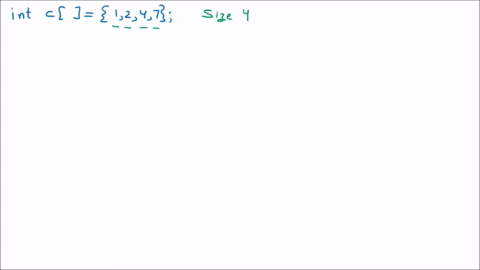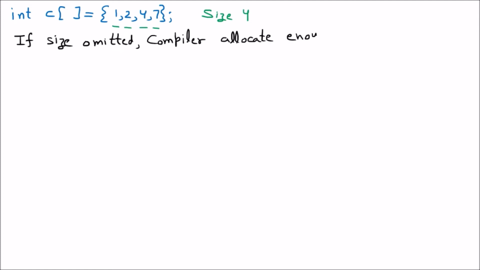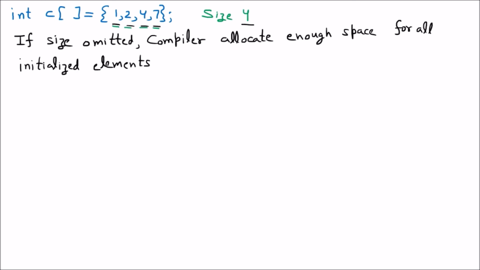So what we have learned from here is that if the size is omitted, meaning the size is not mentioned, then the compiler allocates enough space. Enough space means whatever space is required for all the initialized elements. Just like we have mentioned 1, 2, 4, 7, so there are 4 elements, so the size will be 4. So the array automatically gets the size as 4.